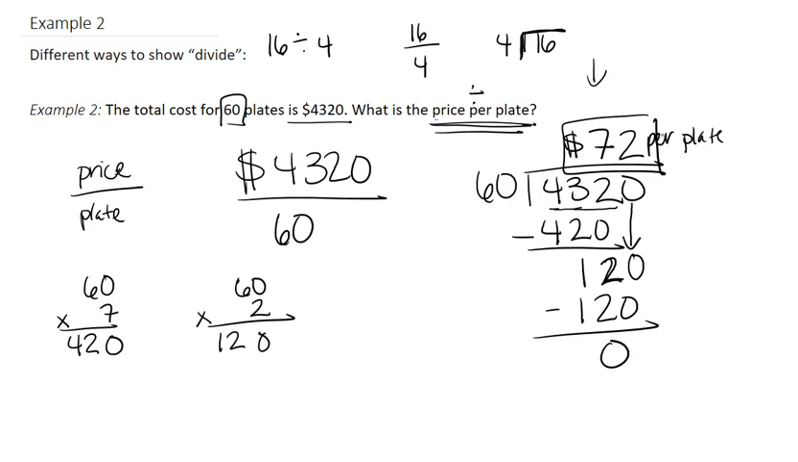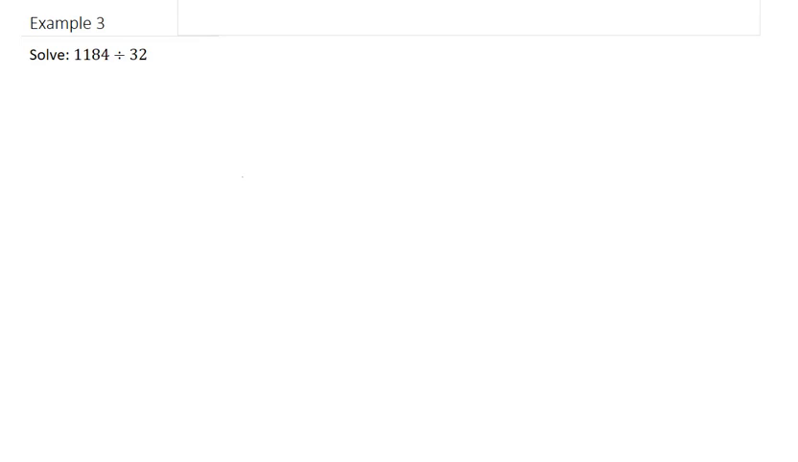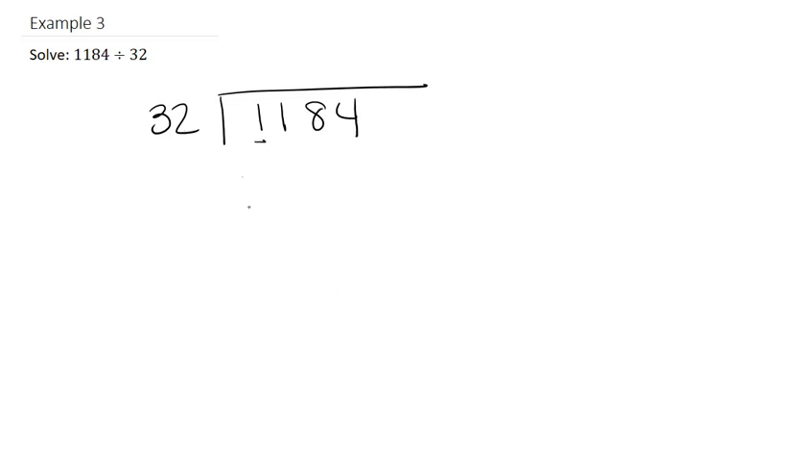Let's do one final example. Example 3, solve for the following. So here we have 32, and we need to see how many times it can go into 184. So 32 can't go into 1, as 1 is much smaller than 32. So then we look at the first two. But 32 can't go into 11 because 11 is still smaller. So really all we're doing is placing a 0 because we can't divide into these. Because 32 can't go into 1, so it's 0 times. 32 can't go into 11, so that's 0.